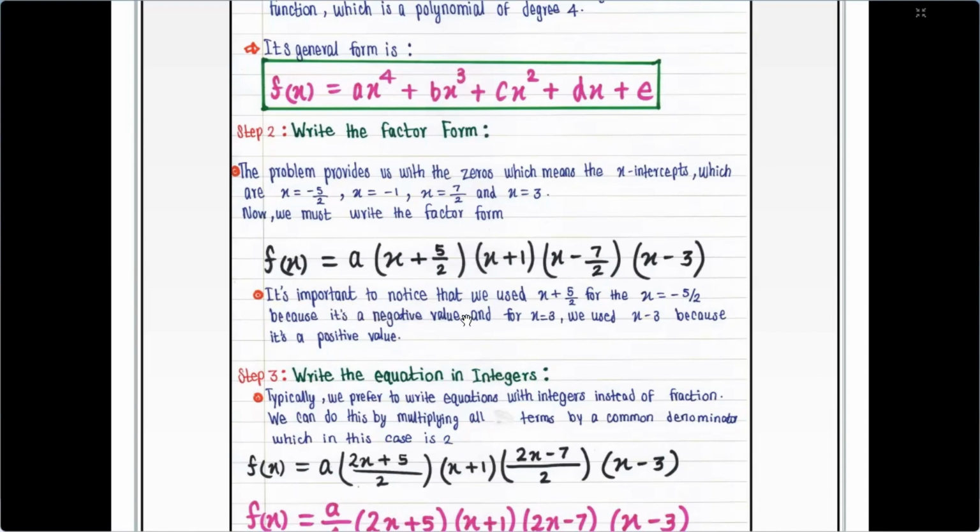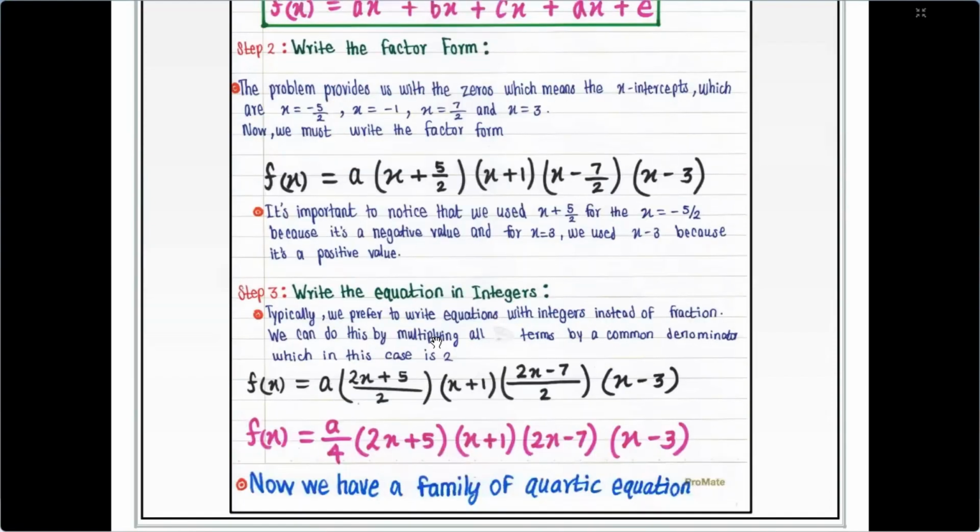It's important to notice that we used x plus 5 over 2 for x equal minus 5 over 2 because it's a negative value. And for x equal 3, we used x minus 3 because it's a positive value. Step 3, writing the equation in integers. Typically, we prefer to write equation with integers instead of fraction. We can do this by multiplying all the terms by a common denominator, which in this case is 2.